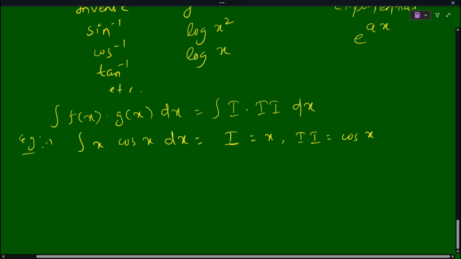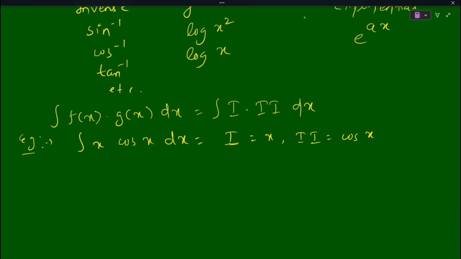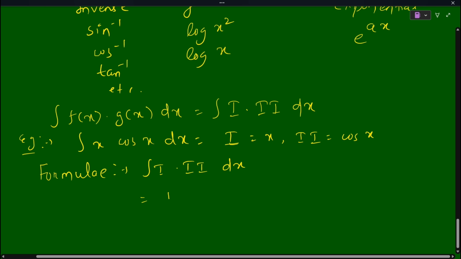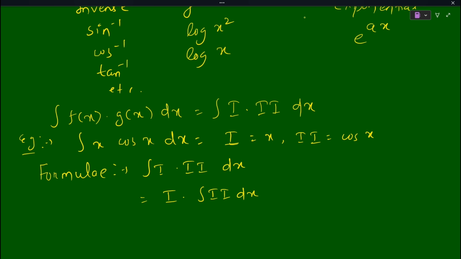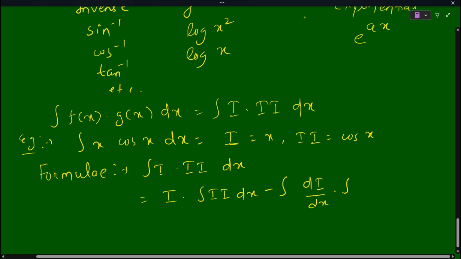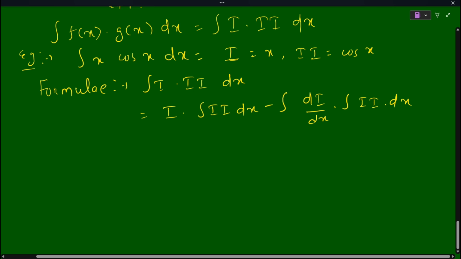Okay, so what does this formula tell? First I am writing the formula. The integration of first into second dx is equal to first into integration of second, minus integration of derivative of first into integration of second dx. Okay, so using this formula we will see what the value is.